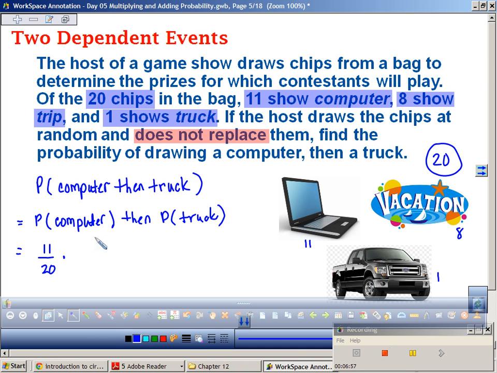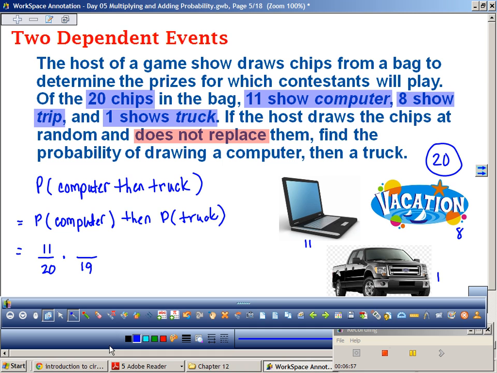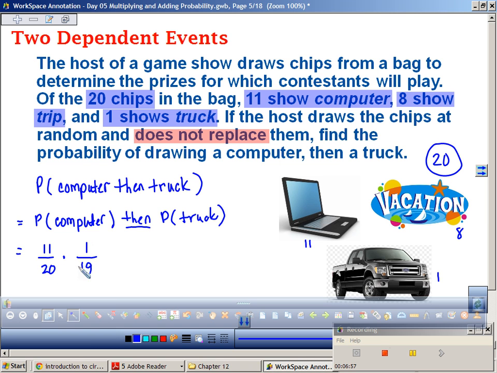So anyways, he takes the computer chip out and he leaves it on the counter before he reaches back in the bag. So that means there's only 19 chips left. So if I want to find out if one of those chips is a truck, that would be a 1 out of 19 chance, because there's only 19 left. That's the important part about the then. First he pulls for the computer, we've got those chances. Now that one of the chips is left out, now we're trying to get the truck.